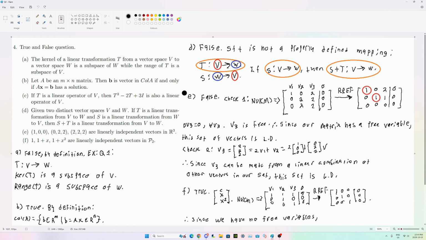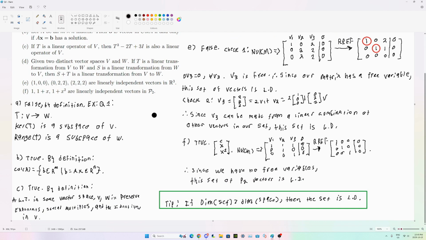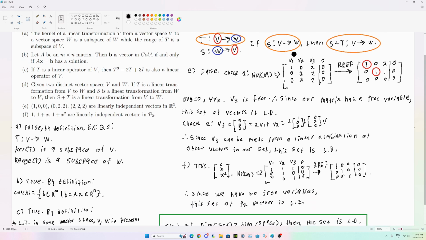We see that this is false, right? S plus T is not a properly defined mapping, and we can quickly just write them out. We see that the order is wrong. If the order were reversed, right, if it were S goes to V to W, then S plus T would be V to W as well, and the linear transformation operator would be preserved, right? There's a little proof that you can show for that. Maybe I'll do that later.